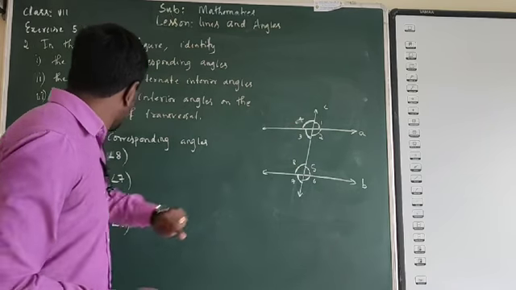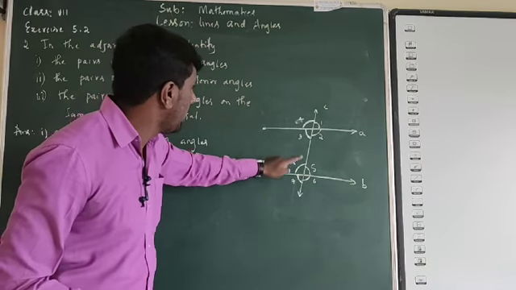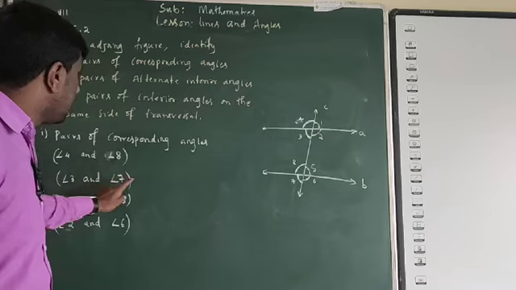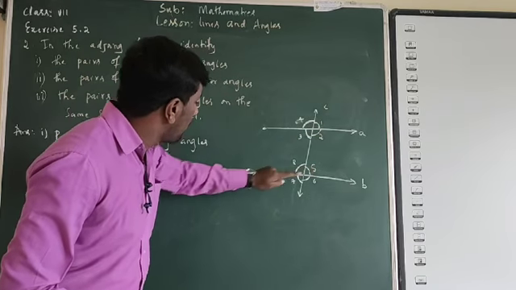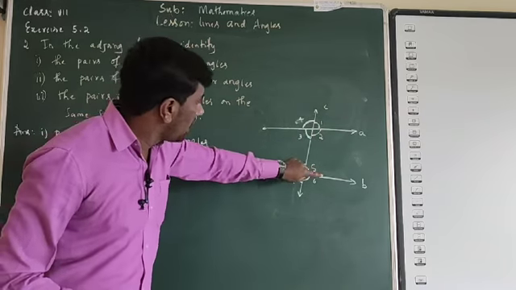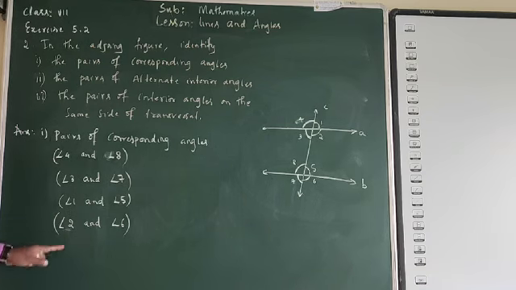Angle 4 and angle 8. You have written first? Yes. Angle 3 and angle 7. Angle 1 and angle 5. Angle 2 and angle 6. These are the four pairs of corresponding angles. Now we will write the second one.